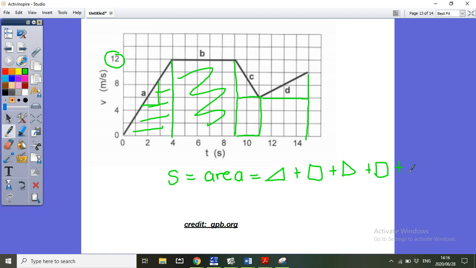So for this one, it would have been quite tricky and we probably wouldn't ask you the area for the whole thing. We would say do the area up to 8 seconds, or what is the displacement up to 8 seconds, or something like that. And now you go and work out all these areas and you add them up.